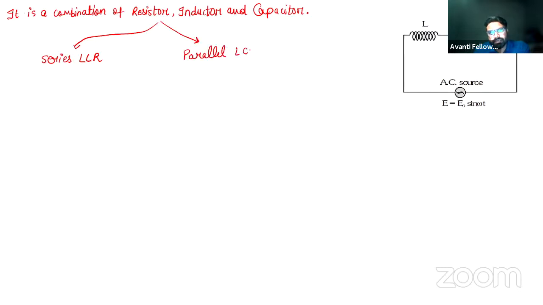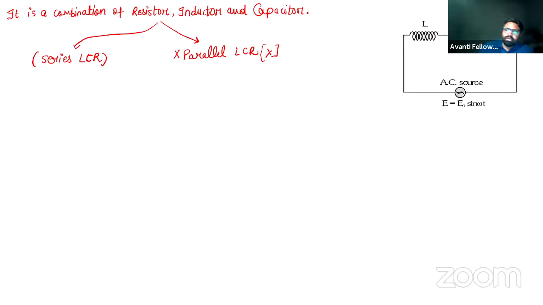Look, parallel LCR circuit previously was in your syllabus. If you talk about the syllabus before corona, it is included in the syllabus of alternating current, but now it is excluded from the syllabus, so you don't need to study this. Only this portion of LCR circuit you need to study.